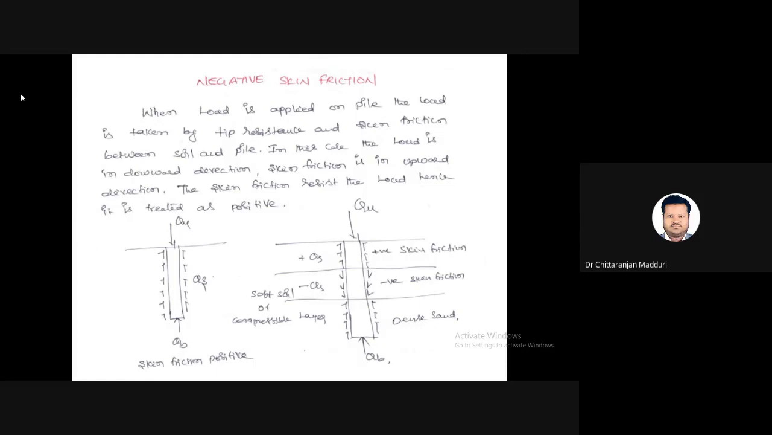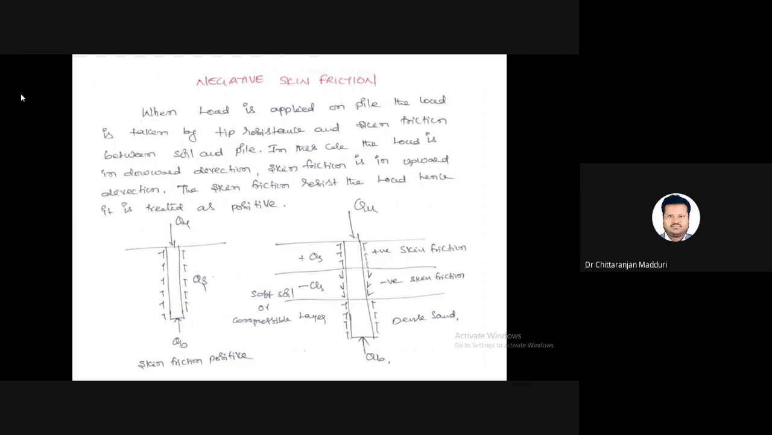So another important topic is negative skin friction. When load is applied on the pile, the load is taken by tip resistance and skin friction between the soil and pile. In this case, the load is in downward direction, skin friction is in upward direction. So skin friction resists the load, hence it is treated as positive.